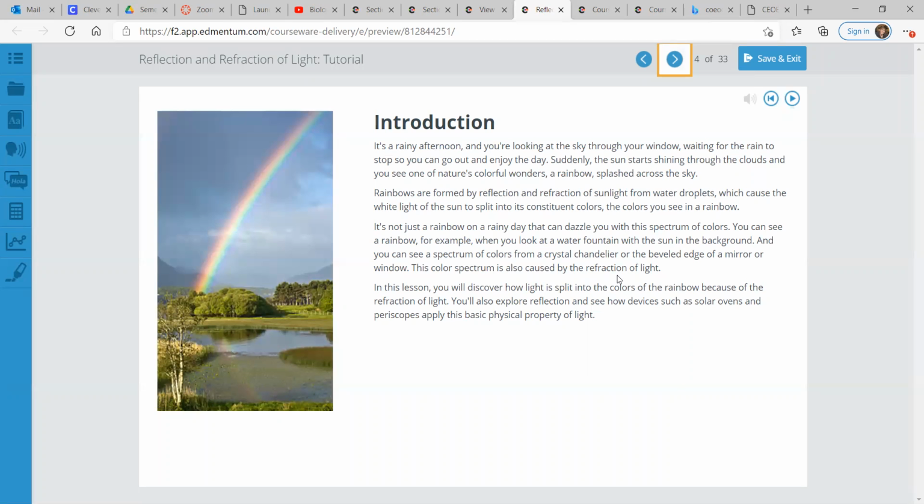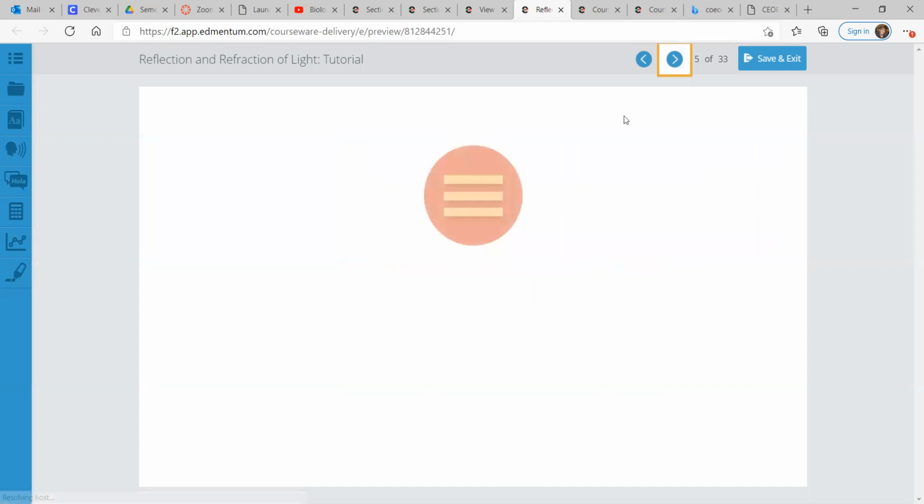In this lesson, you will discover how light is split into the colors of the rainbow because of the refraction of light. You'll also explore reflection and see how devices such as solar ovens and periscopes apply this basic physical property of light. All right, let's go.